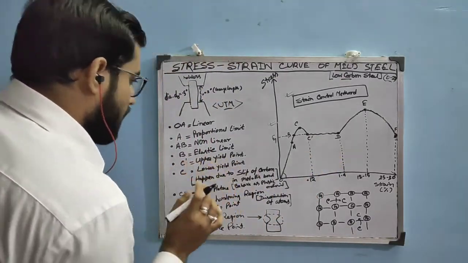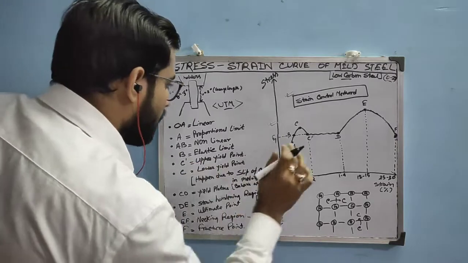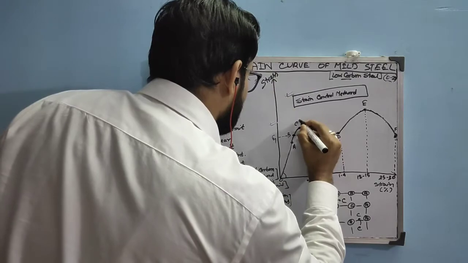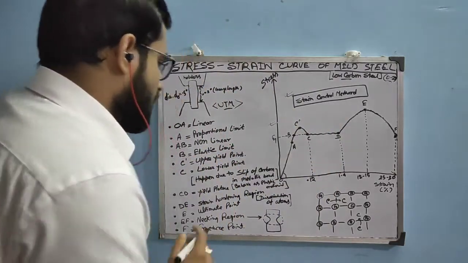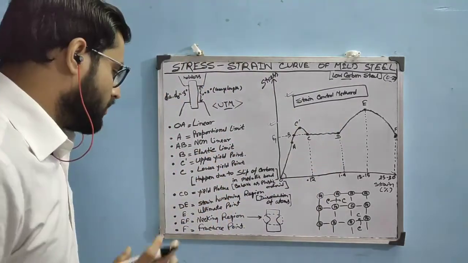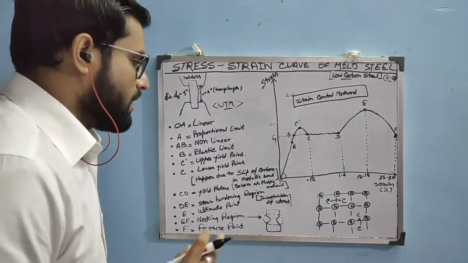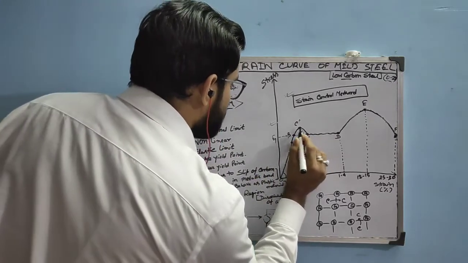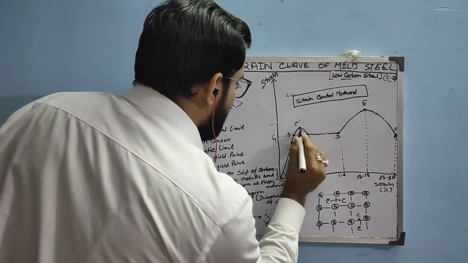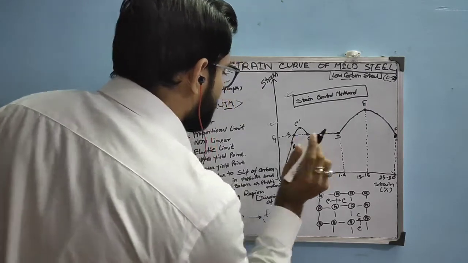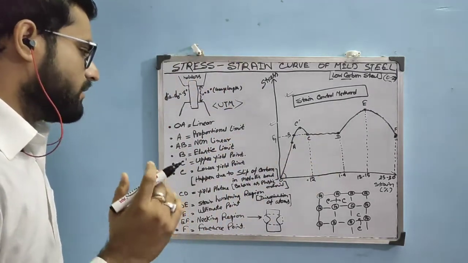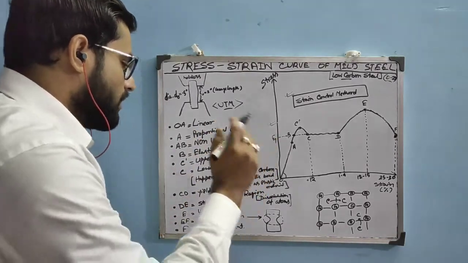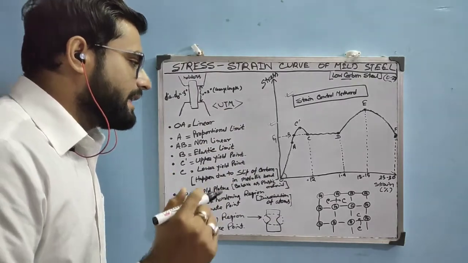After point B we get C dash and C. What is C dash? C dash is the upper yield point, and C is the lower yield point. C dash and C are two different points with two different stress values. Why are there two different stress points? Because it happens due to the slip of carbon atoms in the metallic bond.